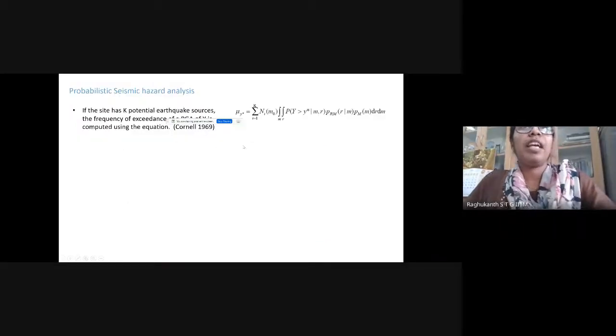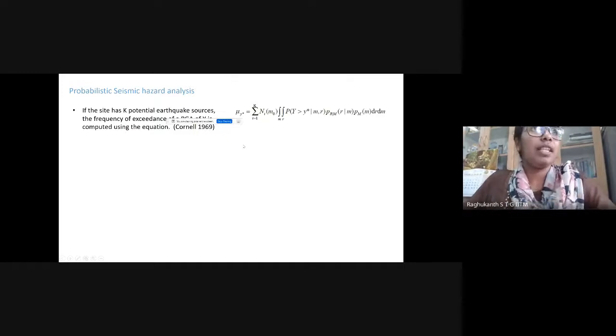So today we will see how we can do PSHA using the CRISIS software. When we are doing a site-specific study, our interest is to obtain, as sir already told, different spectral acceleration or different values of PGA corresponding to different frequencies of exceedance.